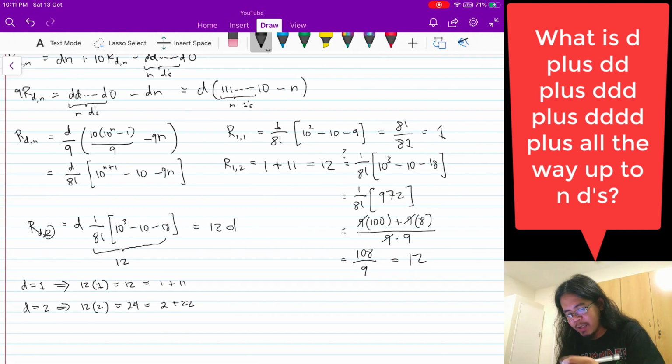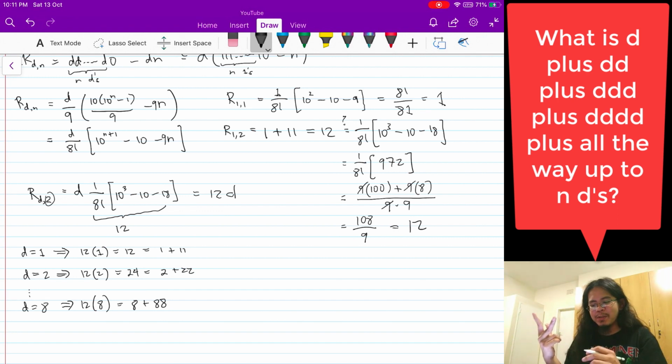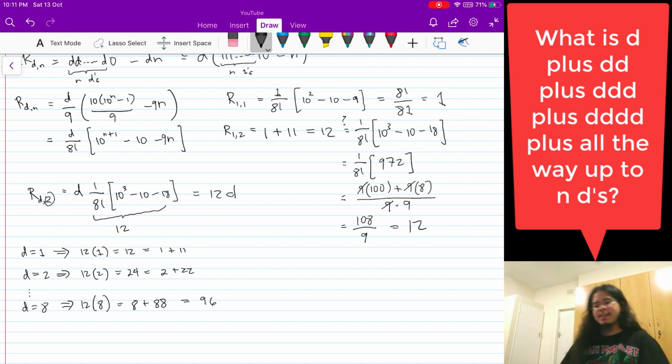That's easy because I know that when D is equal to 8, that is just 12 times 8. If you find that hard, note that that is just equivalent to adding 8 to two instances of 8. So that's 8 plus 88, which is 96. Is that correct? 12 times 8 is 6 carry 1. Yeah, it's 96. Very awesome property.